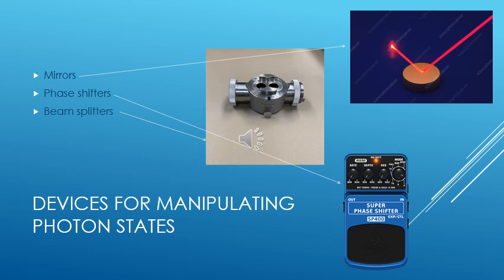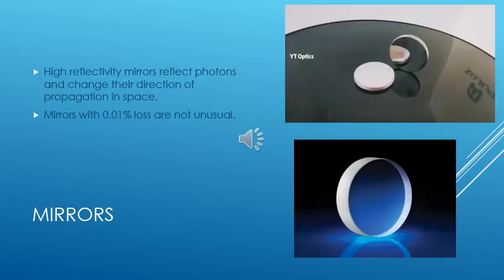There are many devices for manipulating photon states, three main ones being mirrors, phase shifters and beam splitters, as you can see in the graphic over here. High reflectivity mirrors reflect photons and change their direction of propagation in space, and mirrors with 0.01% loss, that is 99.99% reflection, are pretty usual.